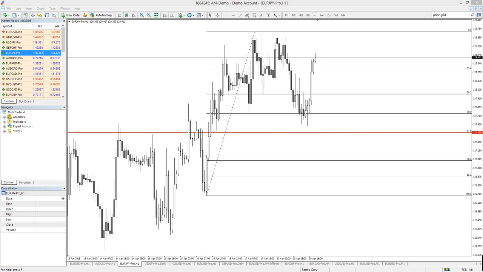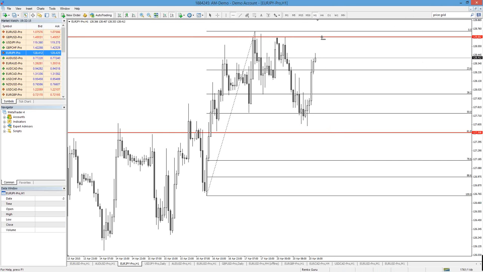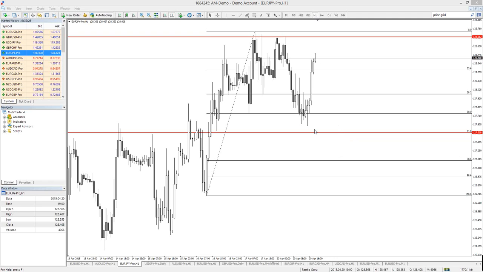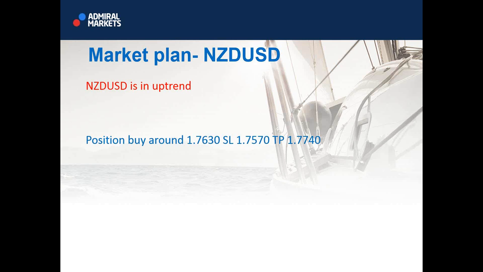Okay? And my target for this move, I will correct it of course in the slide. My target for this move is this zone here, 128.70. But it needs to touch this level again. So I'm waiting for a pullback, and this should be a very good trade. I really hope that the price will retrace down so we can buy from this spot. And the last trade which I have prepared for you guys is New Zealand dollar.